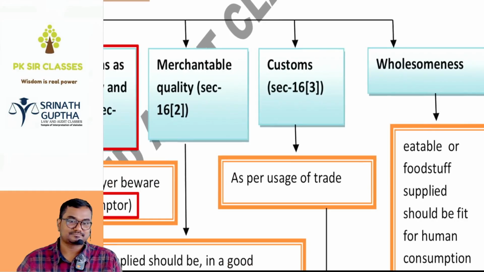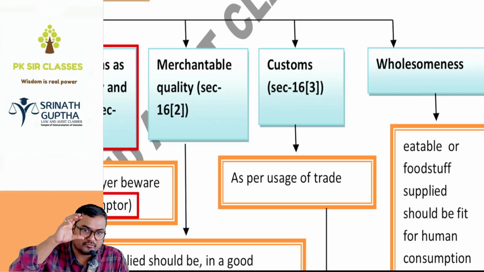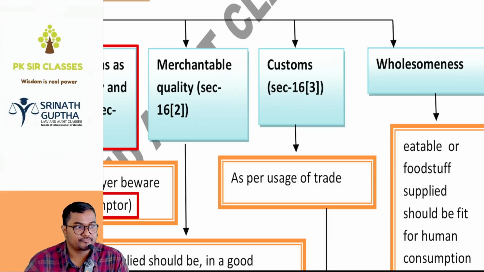Next term, condition imposed by custom. So we have seen a case law also, beta. RK Beach. In the RK Beach, there was a custom, a tradition. When the fishermen sell the goods which they found in the sea, they have to inform the customer, Babu, it is a sea damaged good. Which good? If the seller sells the goods without following local custom, it is a breach of condition as to custom.